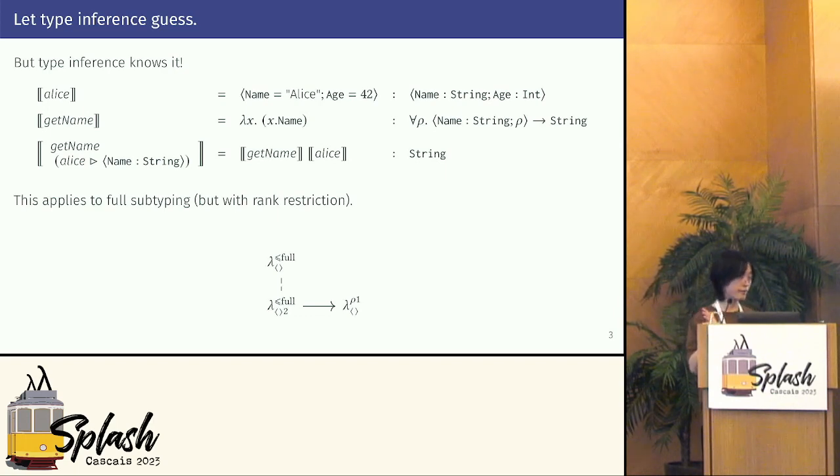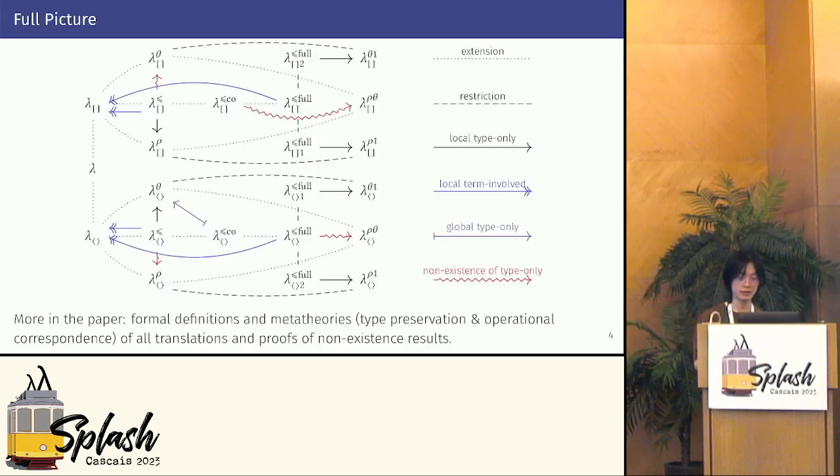And the way we define rank n records is very similar to how we define rank n polymorphism. And please check the paper for the details. And we have a similar result for rank n presence, for rank 1 presence polymorphism, and a similar result for variants. So here is the full picture in our paper. I have only covered part of them.